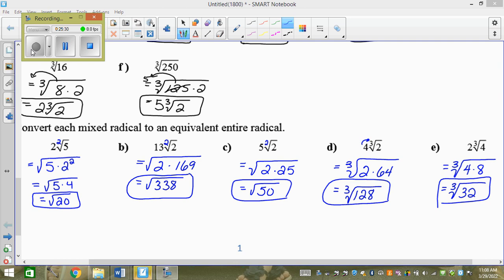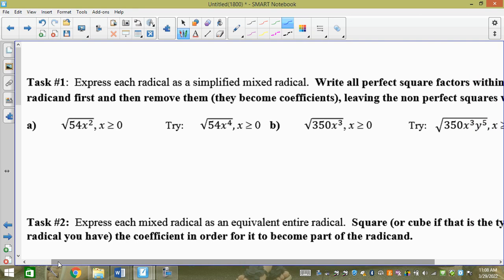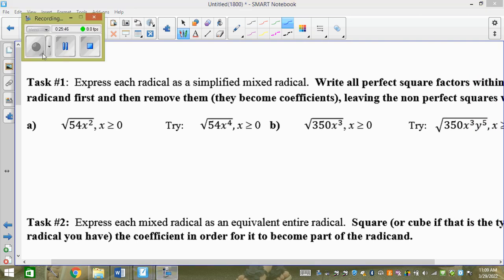What's the difference to the next one? There are what? Variables. It's not hard, trust me. You're just going to do 2-for-1 special. So here we have task number 1. Express each radical as implied mixed radical.